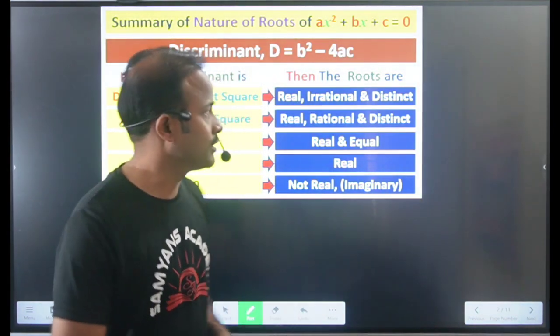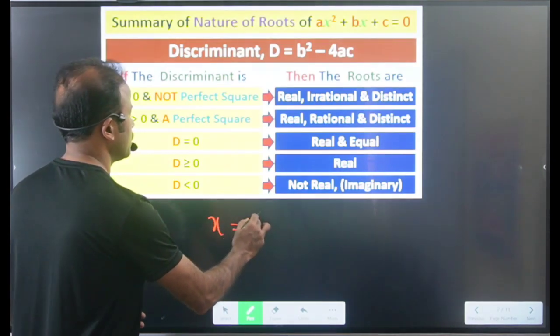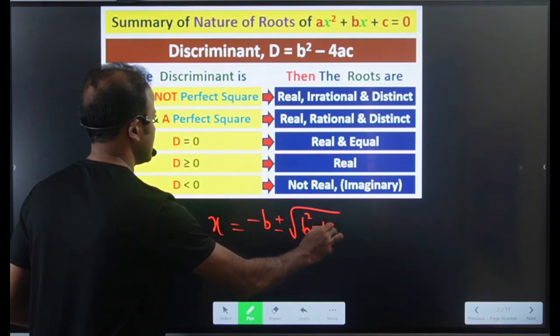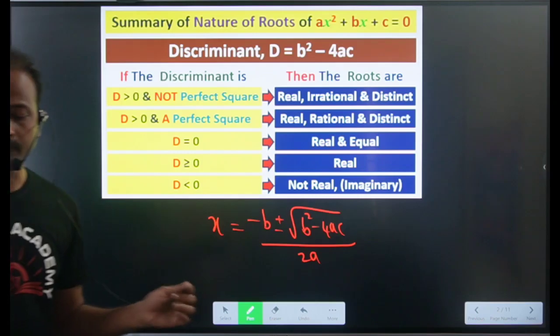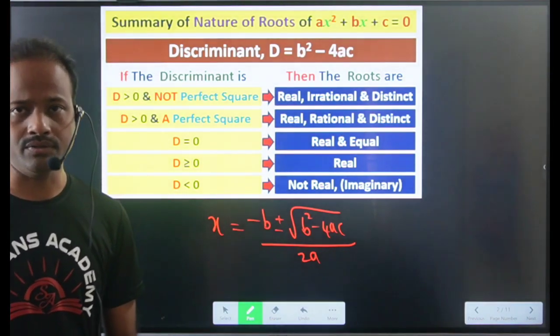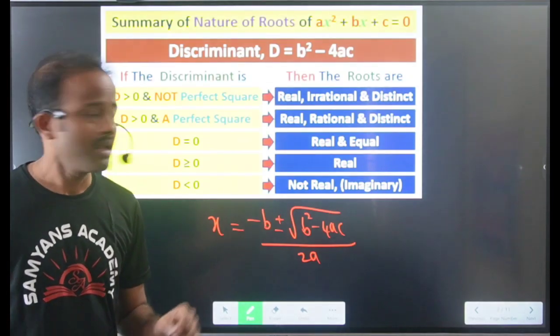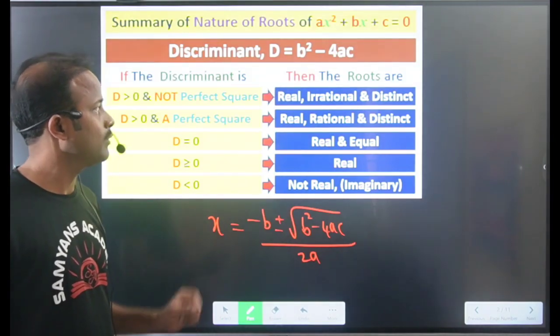To find the roots, we have a formula also. What is that formula? x equal to minus b plus or minus root over b square minus 4ac, by 2a. By using this quadratic formula, we can get the x values. If the b square minus 4ac value is greater than 0 and that value is not a perfect square, then what will you get here?